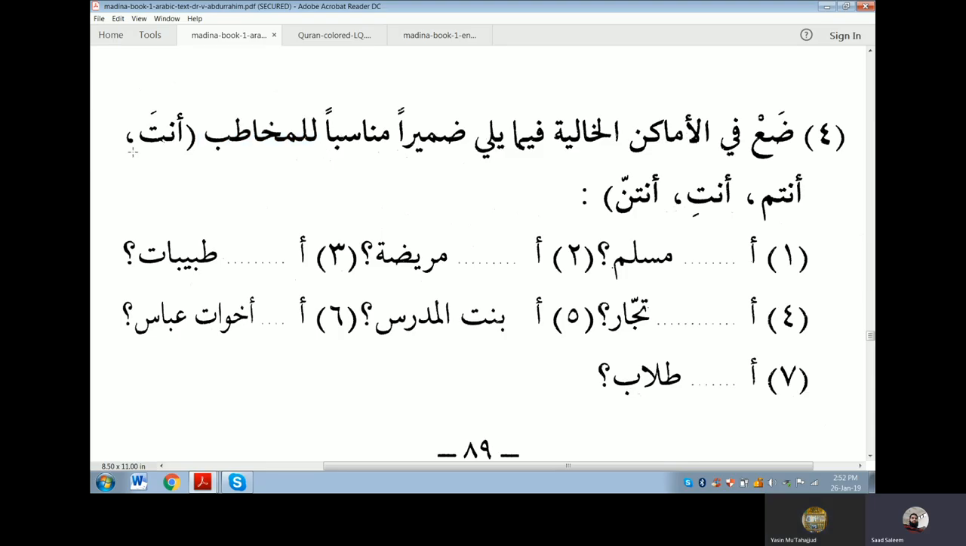So he's asking you to put these four pronouns in the following sentences. Anta is used for singular second person male, and antum is used for plural second person male. Anti is used for singular second person female, and antunna is used for plural second person female. So what will you put in the first blank? Anta. Good.